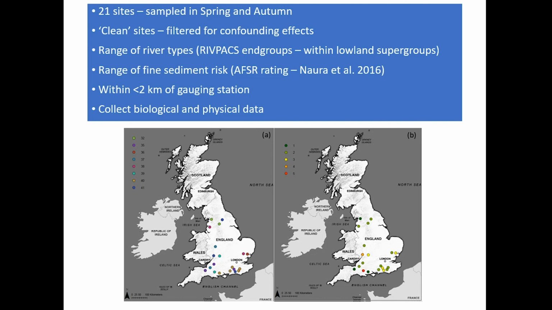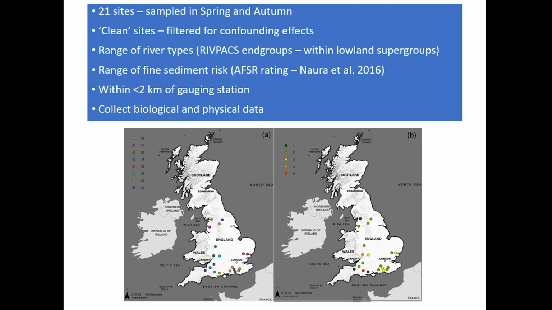I made sure that they were a range of river types. So in the UK, we classify rivers based on a system called RivPACS, and this essentially uses a number of different variables like width, depth, altitude, and slope to classify this into a river type. However, my sites were all lowland because evidence has shown that it's lowland areas which are more susceptible to fine sediment accumulation.